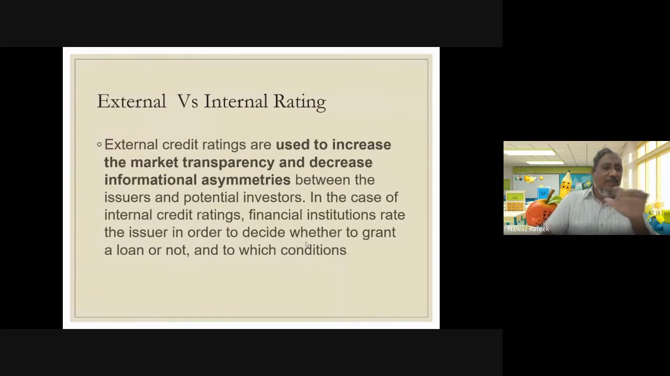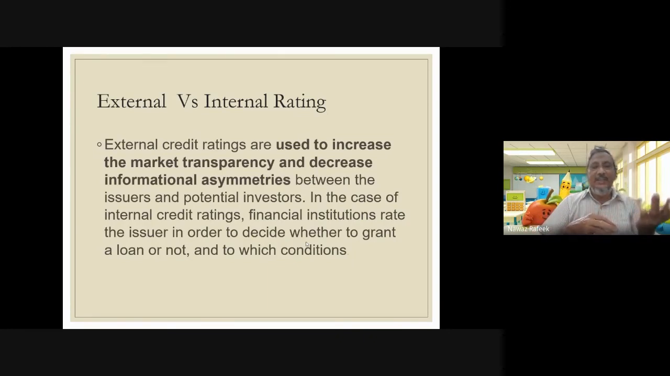Let's compare what is different between external rating and internal rating. External credit ratings are used to increase market transparency and decrease information asymmetries between issuers and potential investors. In the case of internal credit rating, financial institutions rate the issuer in order to decide whether to grant a loan or not, and under what conditions. So how do we use the external rating system and internal rating system?